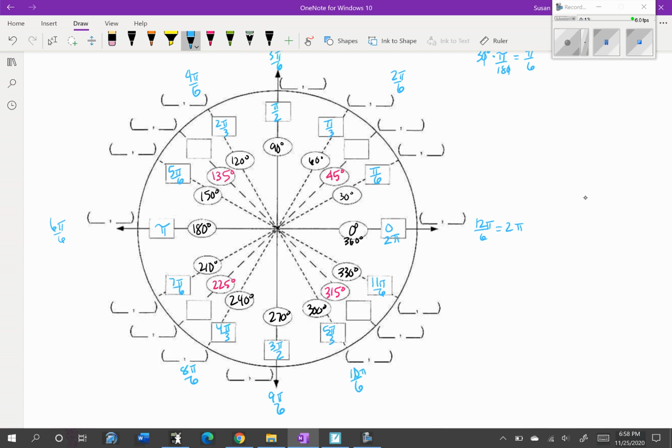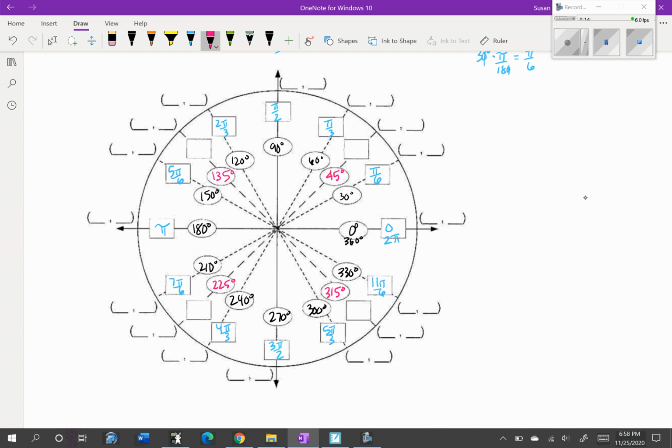So that gives me counting by pi over 6. So again, 1 pi over 6, 2 pi over 6, 3 pi over 6, 4, 5, 6, all the way around, and you just reduce those values. So we don't have to just count by pi over 6. We can also count by the 45 degrees around our circle to get those values.